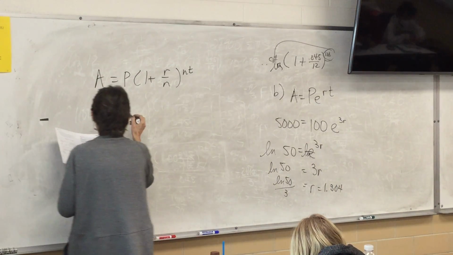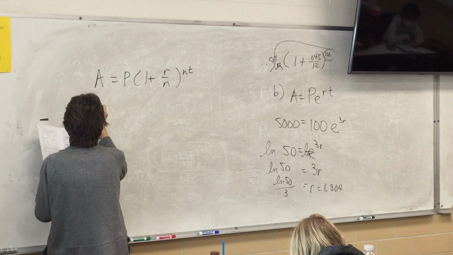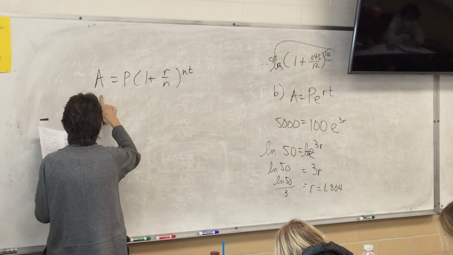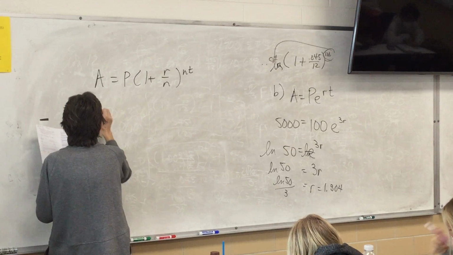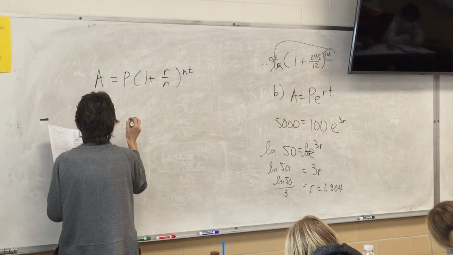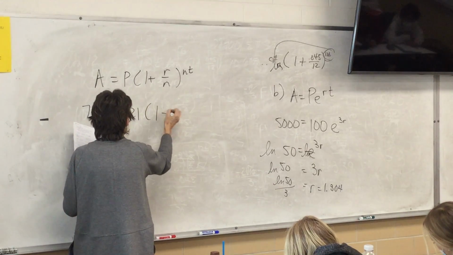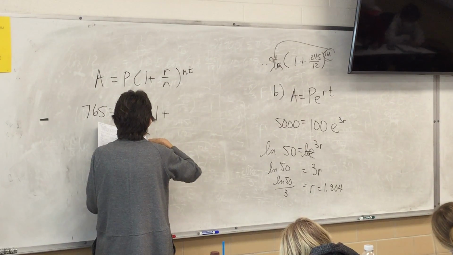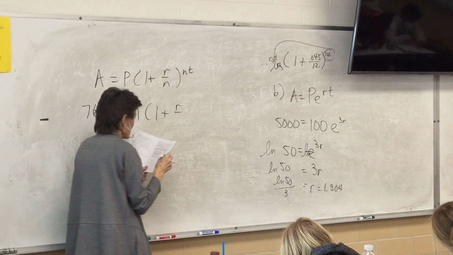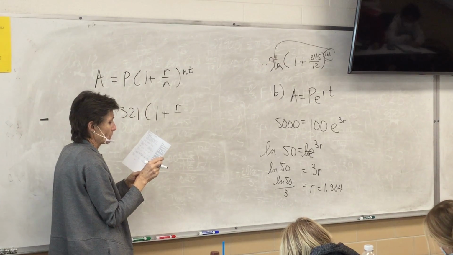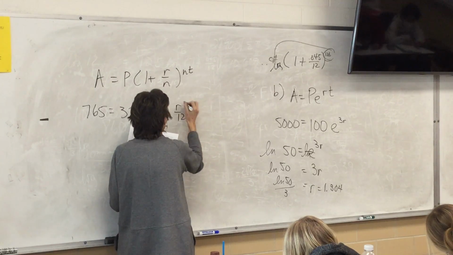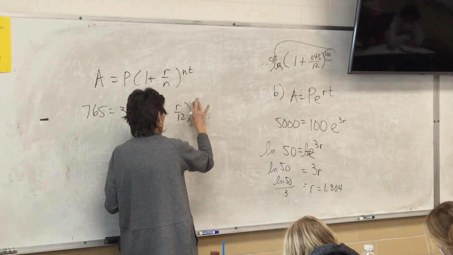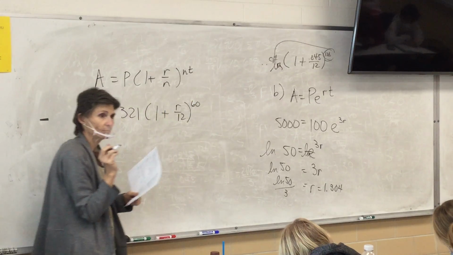All right, so what goes where? A, what's A? 765. What's P? 321. That's a 1. Don't do anything to it. What's R? I don't know, do I? So, what's N? 12. And how many years? So I'm going to go ahead and make this 60. 12 times 5.